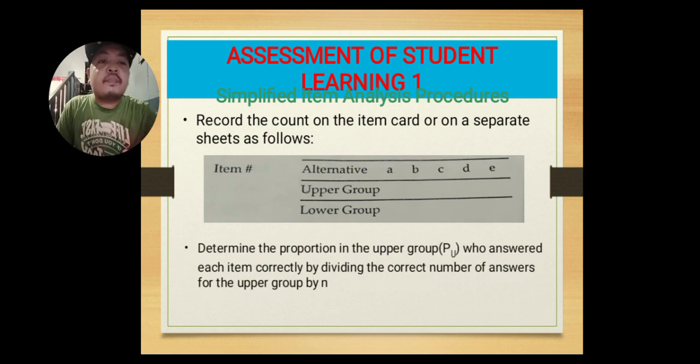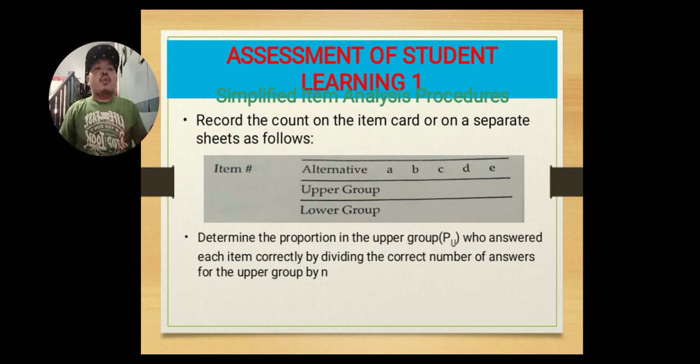And then next we have, determine the proportion of the upper group who answered each item correctly by dividing the number of correct answers for the upper group by n. For example, kanina sabi natin, if n equals 15, small letter n is equal to 15. Now, doon sa upper group, bibilangin mo ilan ang tumama. For example, doon sa 15 na nasa upper group, ang tumama ay 12. So, therefore, the PU is 12/15.